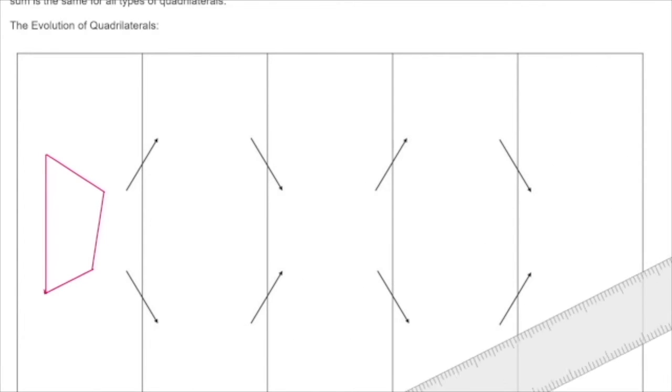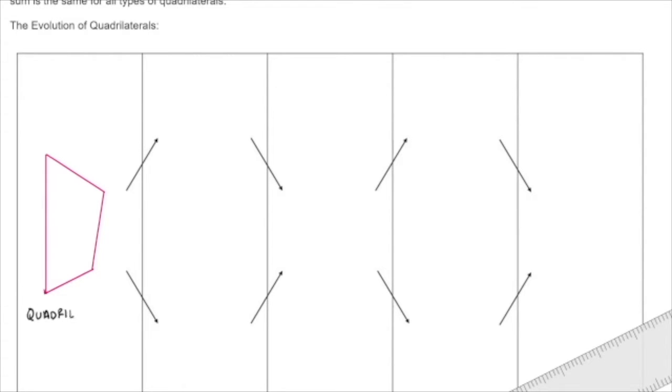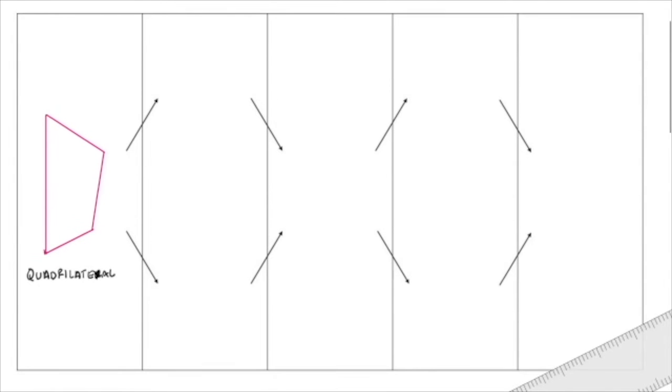Okay, so there's my first quadrilateral. I'm just going to label it, because it's not a special quadrilateral, it's just a regular quadrilateral. Its one and only property is that it has four sides. That's it. Done and dusted. That's a quadrilateral. Something with four sides.